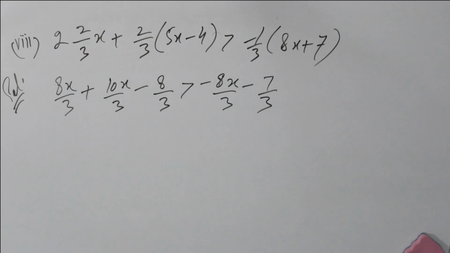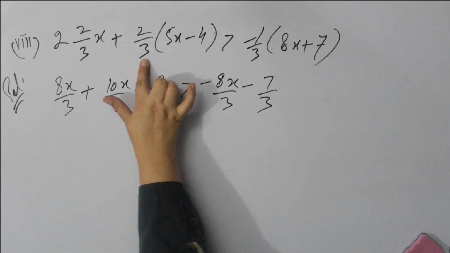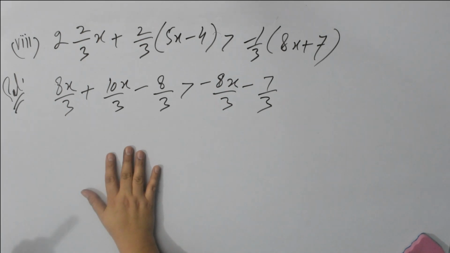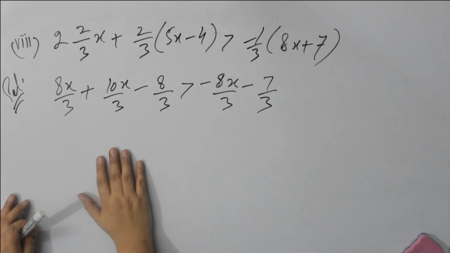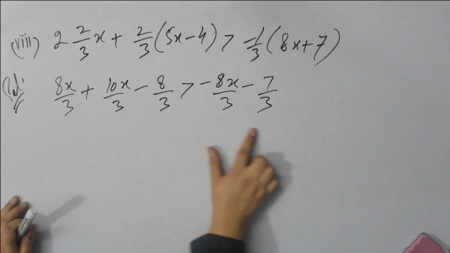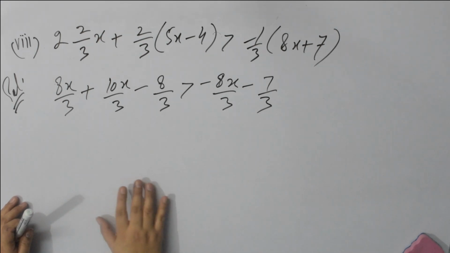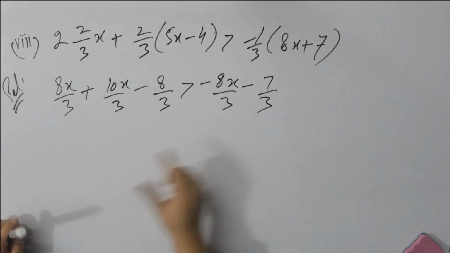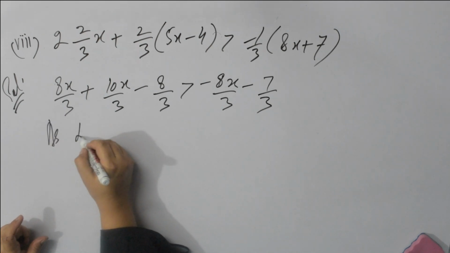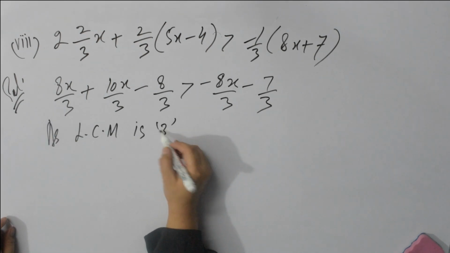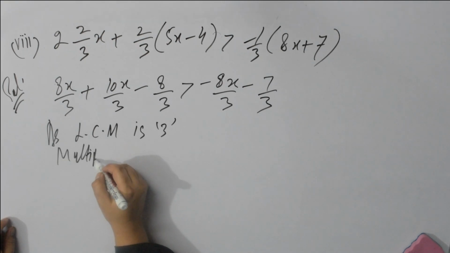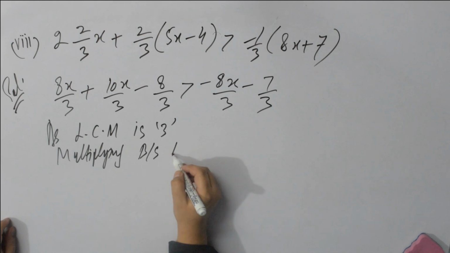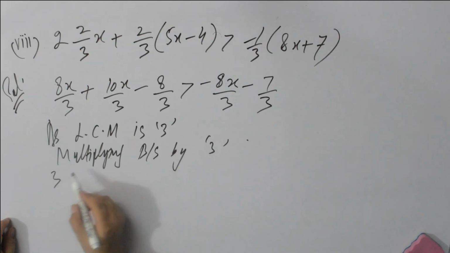Again students, you have another method: first you don't multiply these terms, and go for the LCM. There are different methods. In my view this is the simple method, that is why I am doing this method for you. Now students, go for its LCM. Look, 3, 3, 3, 3, 3. So as the LCM is 3, multiply both sides by 3, every term with each term.